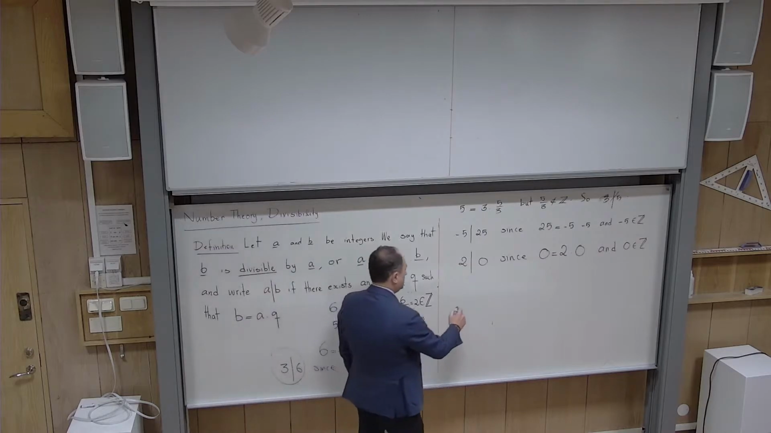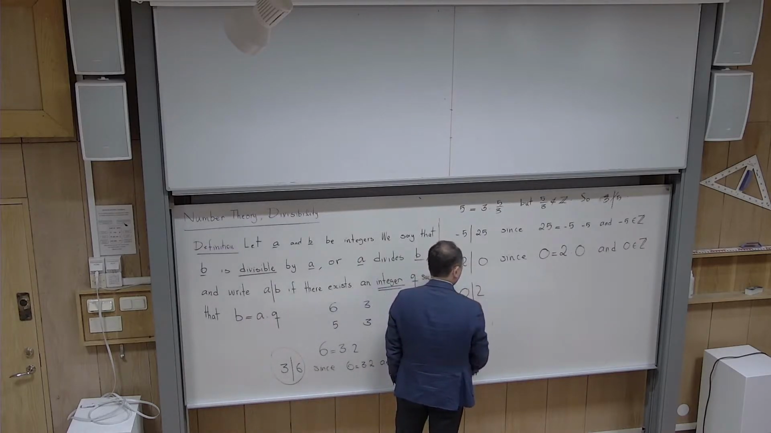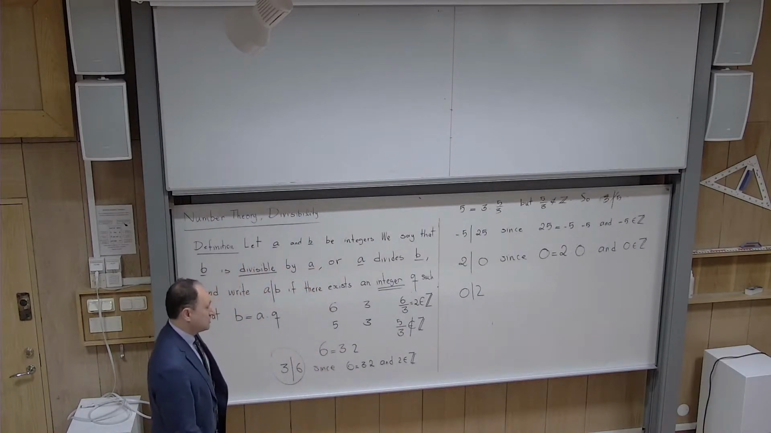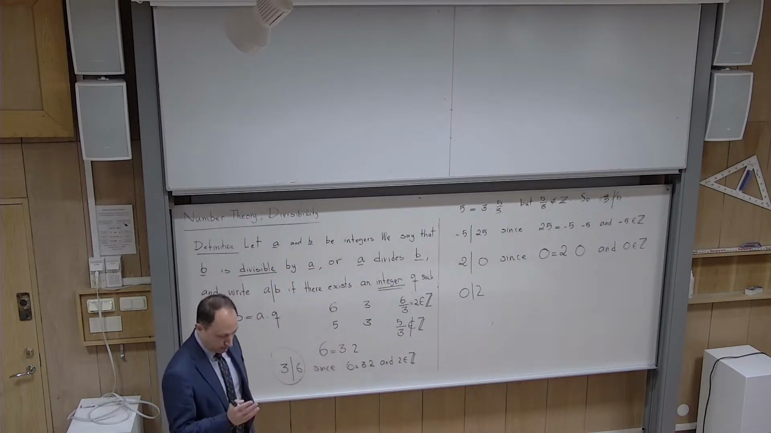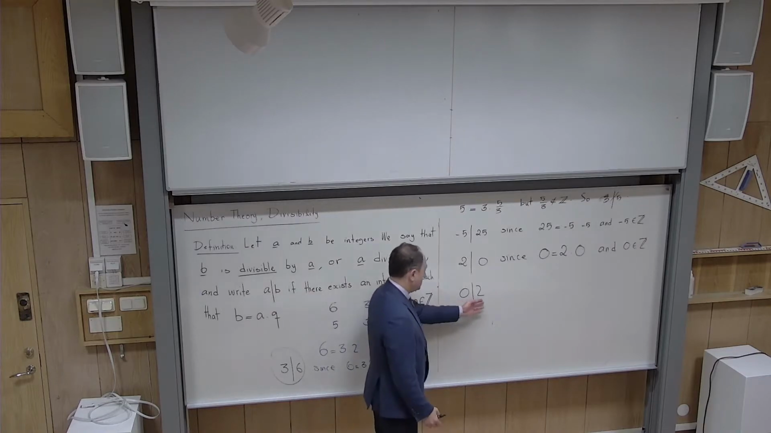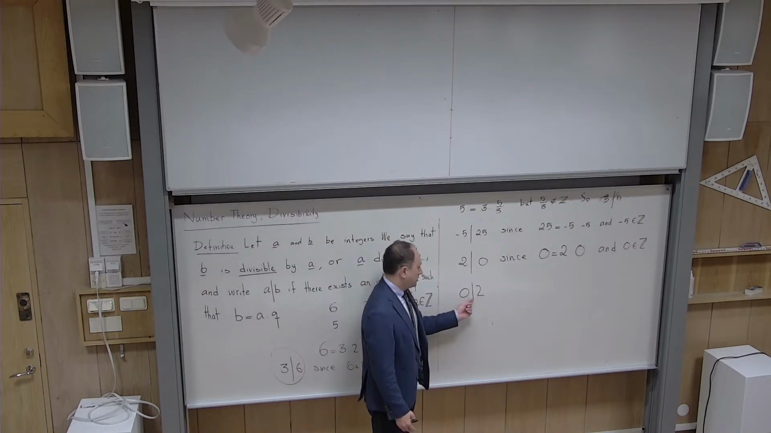Okay, what about the other way around? What do you think about this sentence? This is a statement, not a sentence. In mathematics, declarative sentences which are either true or false are called statements. Yes? So this is a statement. This tells you that 0 divides 2, full stop.